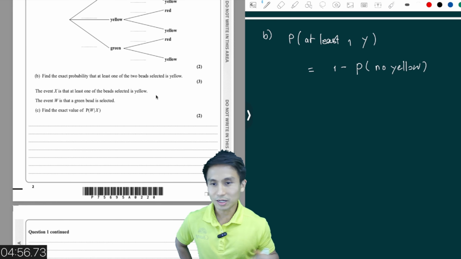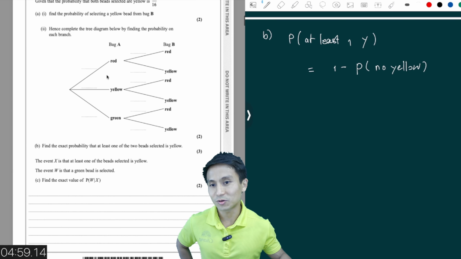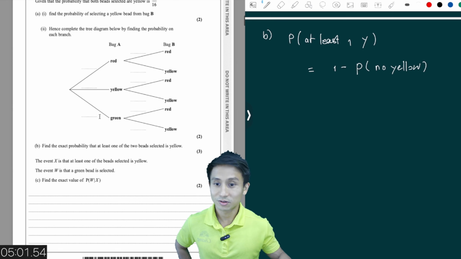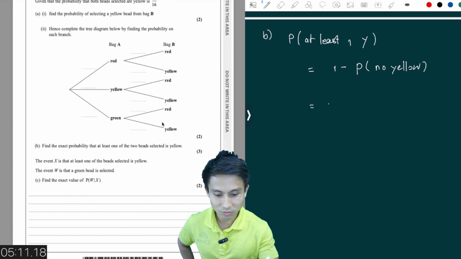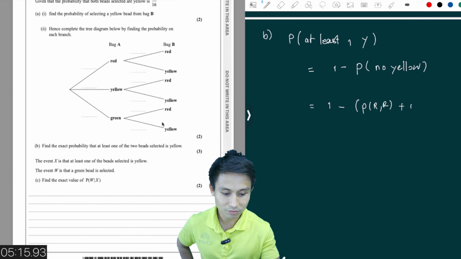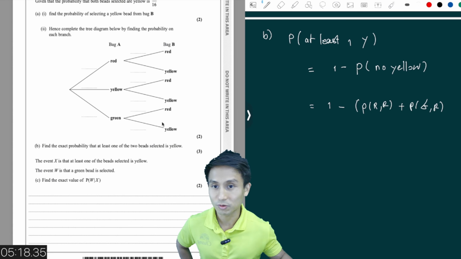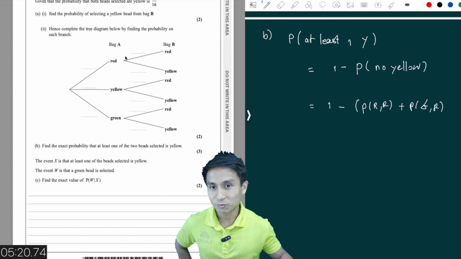Yeah? Because for no yellow, it is easier to find now. It's just, okay, not that easy actually. It's red, red, and yeah, it's still easy. Red, red, and green, red, right? So it's 1 minus probability of red, red, plus probability of green, red. If you look at the tree diagram here, we don't want any yellow, right? So it's red and red. Can't be red and yellow. We can cancel out yellow here. We're not going to consider it. And then green, red, because we can't do green, yellow.